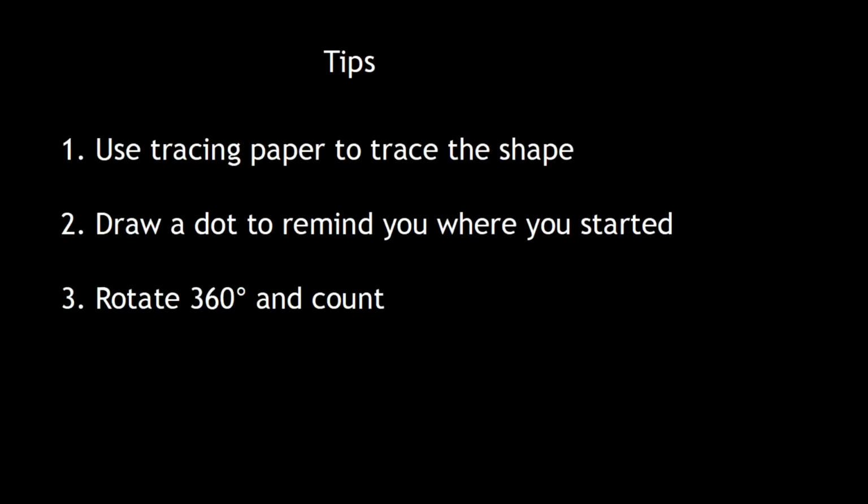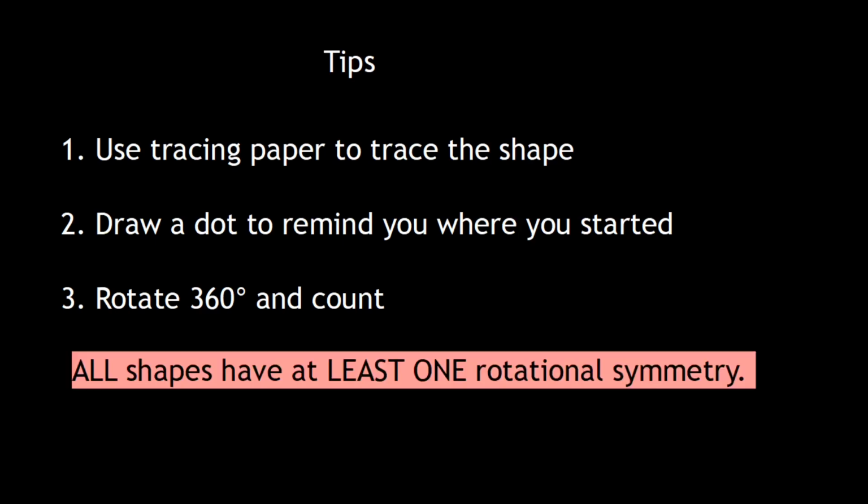I'm going to leave you with some tips, as I mentioned right at the start, and since I'm doing this on a computer, it was slightly different than how you would do it on paper. So here are my tips. Firstly, use tracing paper to trace the shape, and then you'll need to draw a dot or an arrow to remind you where you started, and then lastly, rotate 360 degrees and count. Now please do not forget that all shapes have at least one rotational symmetry, regardless of how it looks, even if it's like scribbles. It has one rotational symmetry.